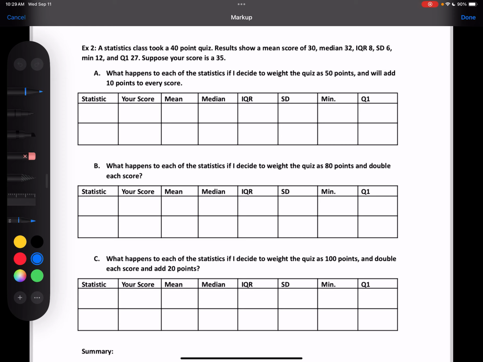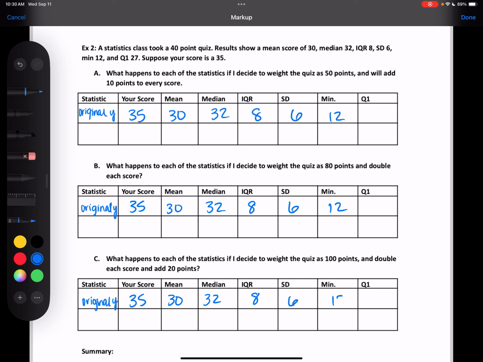So originally, and this is going to be all the way down, the original Y value. Go ahead and fill out the top row all across. So our score was a 35 to start with. The mean was 30. Median was 32. IQR was 8. Standard deviation was 6. Min was 12. And Q1 was 27. Now, I don't need Q3, but could I find Q3 with my given information?